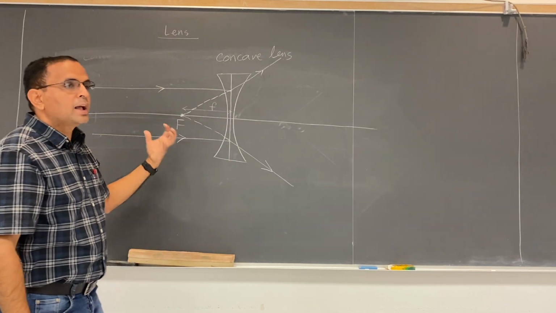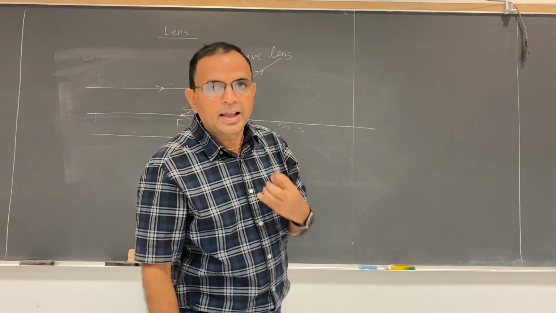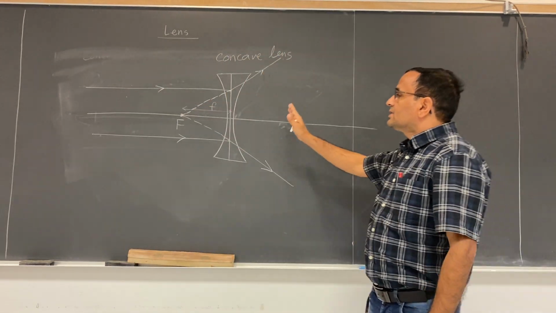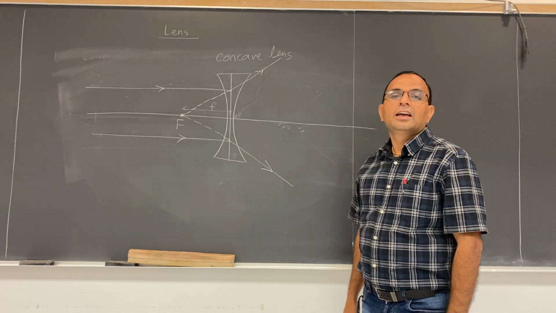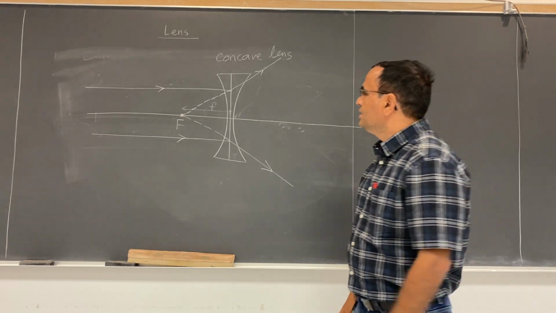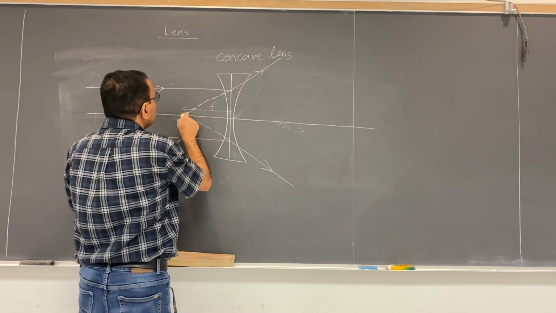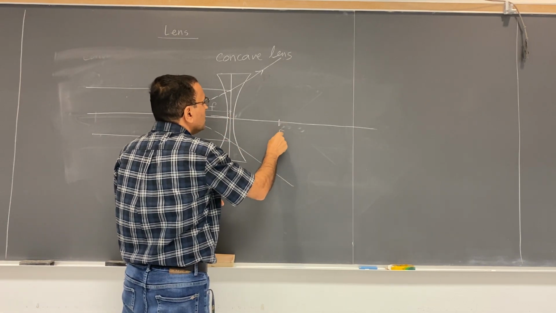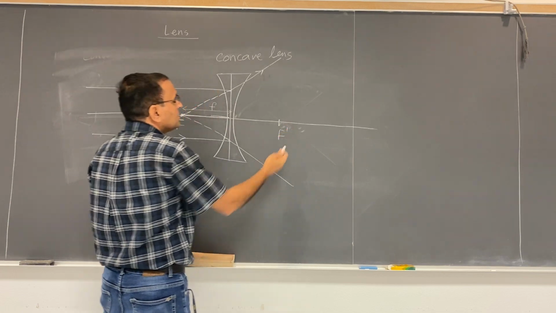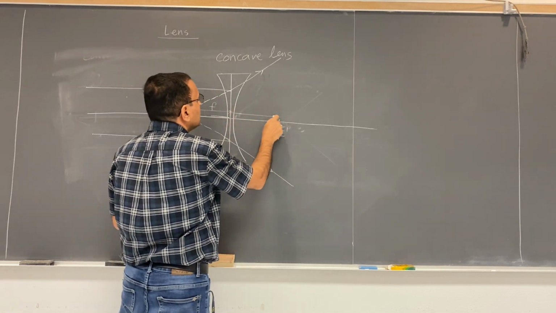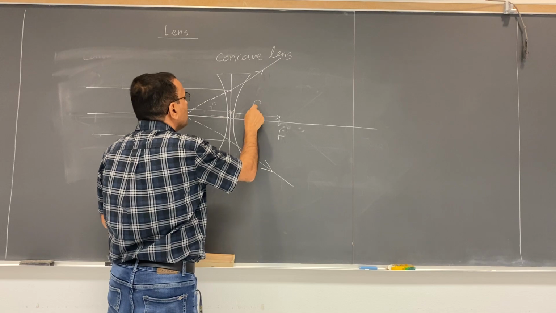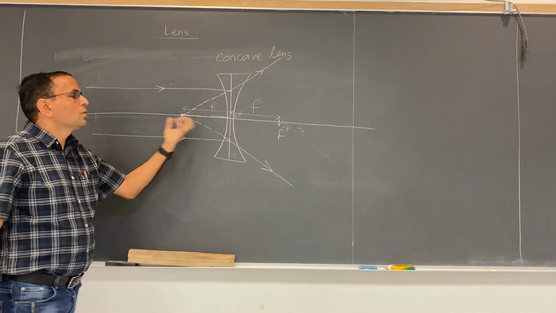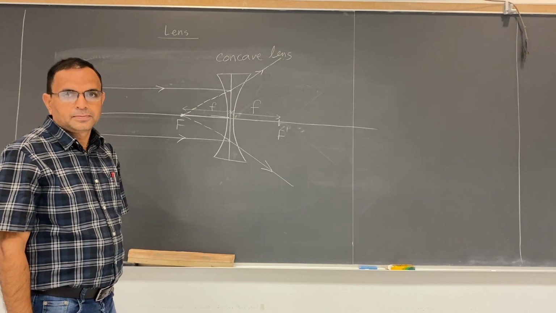So after passing through the concave lens, the rays of light diverge. That is why this lens is called the diverging lens. And here you have the focal length. This is your focal length, and you have another focal point here also. You can give it the name F prime. This is another focal point, and of course this length is also the focal length. And this is the concave lens, or you can call it the diverging lens.